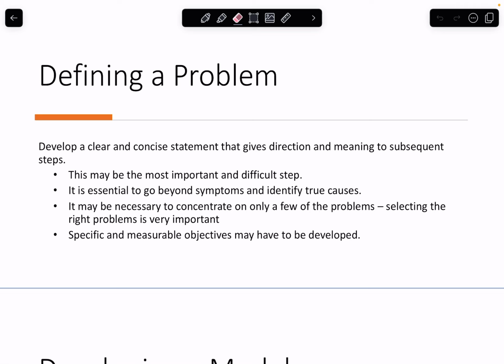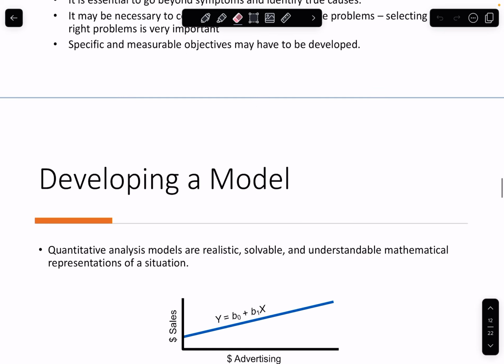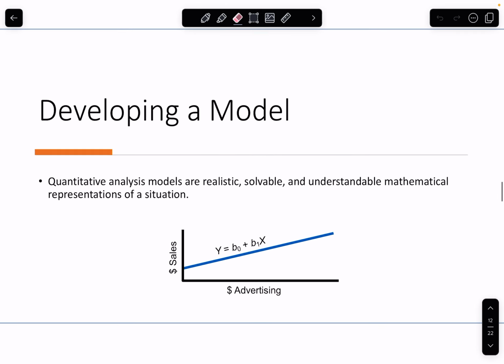And lastly, we have to be specific, and there should be some measurable objectives that will be developed. So how do we address problems? We need to have key indices that are measurable, for us to determine whether we were able to attain or resolve such a problem or not. Once we were able to identify the problem, that's the time that we develop a model.